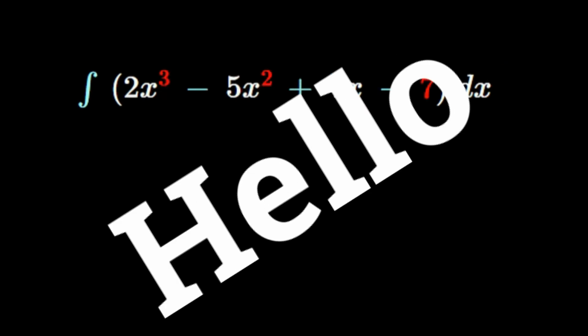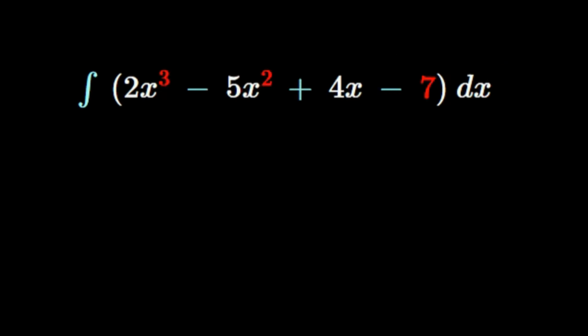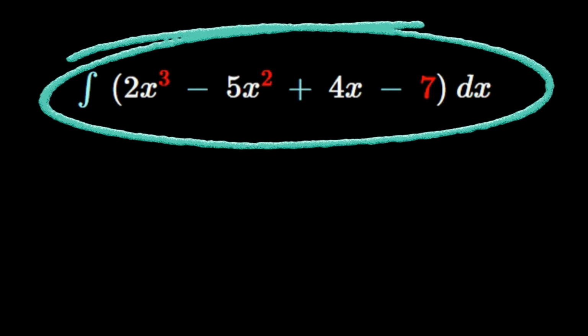Hello everyone. Today we'll learn how to solve an integral problem. The problem is the integral of 2x^3 - 5x^2 + 4x - 7 dx. Now let's solve it step by step.